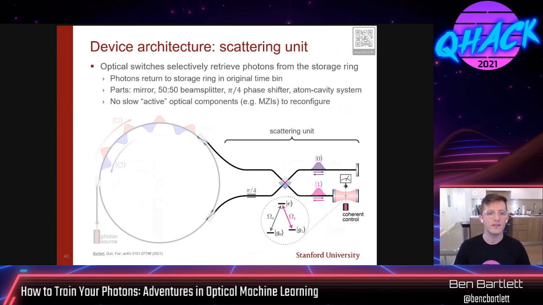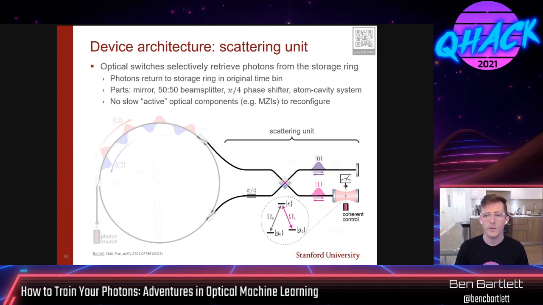So the scattering unit is how you interact photons with each other and with the atom. The optical switches embedded within the storage ring can selectively retrieve photons from the storage ring by flipping open at the appropriate time band, and then flipping closed again. Then the photons can go into the scattering unit, interact with this coherently controlled atom, and return back into the storage ring in their original time band.